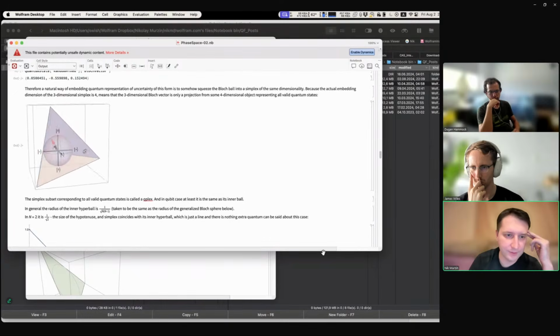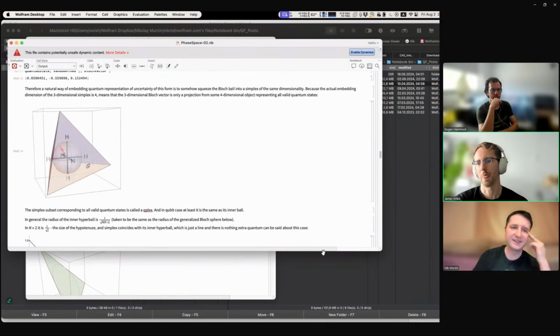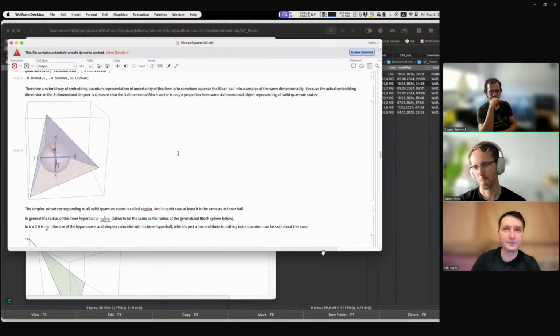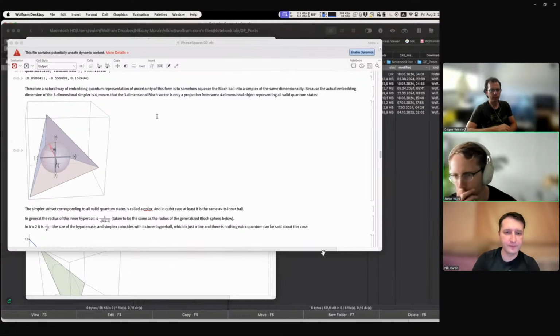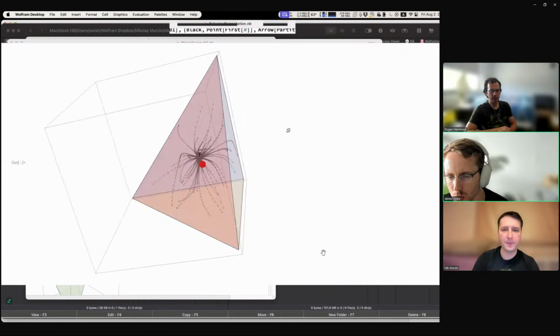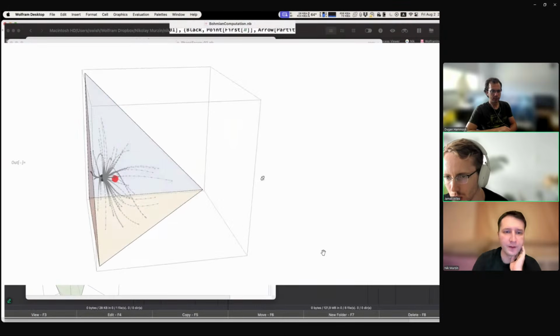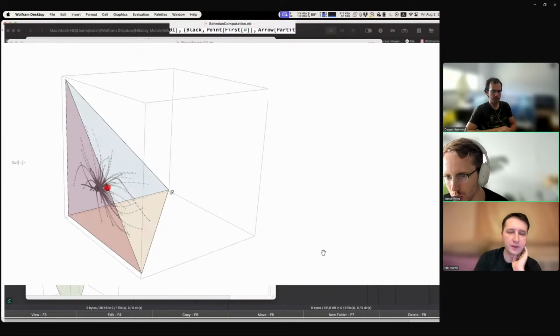Well, maybe this one is like this. Okay. Yeah, okay, I see what's going on here now. Just spin it around a little bit more. What type of triangle is that? Is that the same shape of triangle as this one? Tetrahedron, sorry.